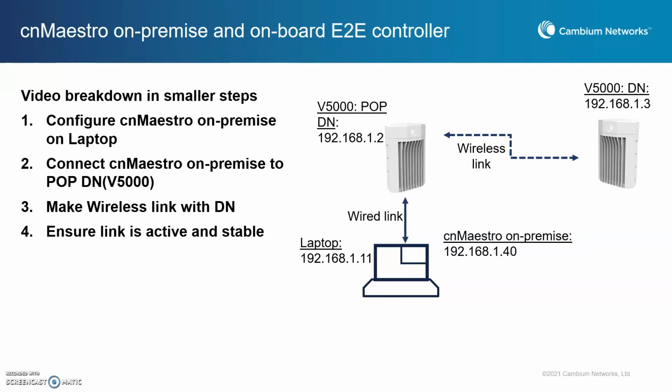192.168.1.40. Then using a WiGig link, I'll be accessing the V5000 POP TN device. So that's a POP device with the IP address 192.168.1.2. And I will be establishing a link with the TN with the IP address 192.168.1.3. After the link is established, I'll try to ensure that the link is active and stable.